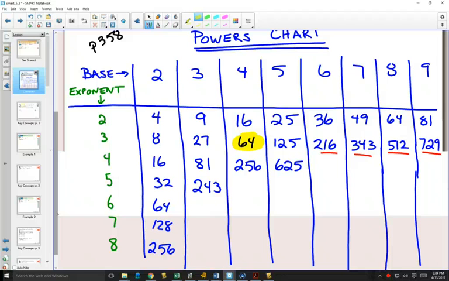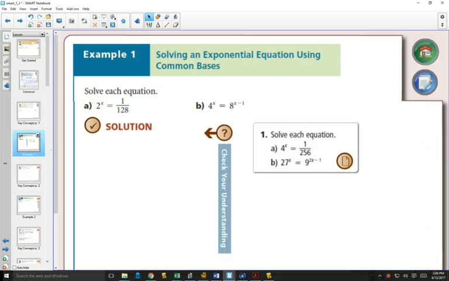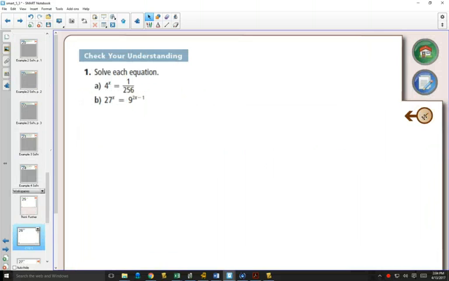So what we're going to do in solving these kind of questions is we're going to look at the numbers that are given, and we're going to say, are those numbers in the same column in our powers chart? For example, in the first one, we have 4 to the x and 1 over 256. Is 256 in the powers chart for 4? Yes. So what we can do is we can take 256 and rewrite it. It is 4 to the power of 4.